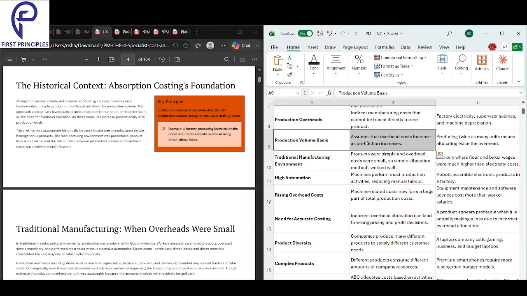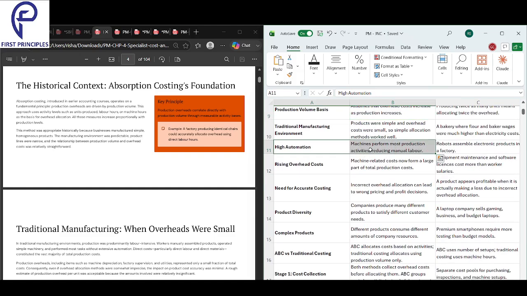Production volume increases, overhead increases. That was the assumption. It assumed that as your production increases, your overhead cost also increases. In the traditional manufacturing environment, products were simple and overheads also were small. So simple allocation methods worked well. Back in the day, it was all simple, so you could have used easy methods.